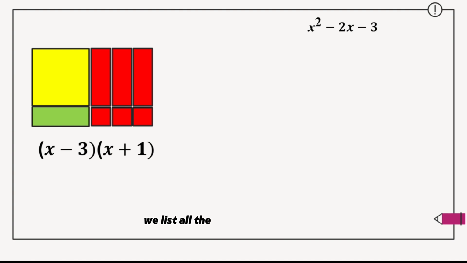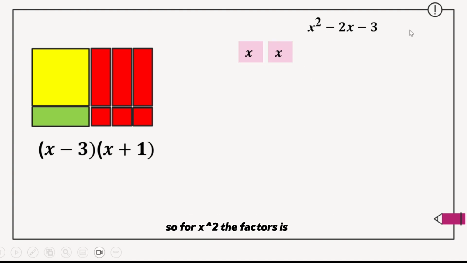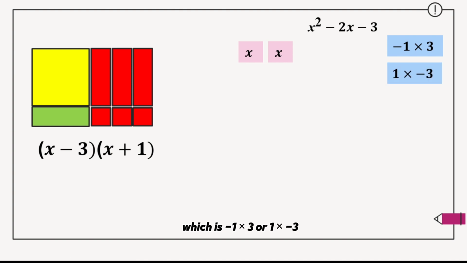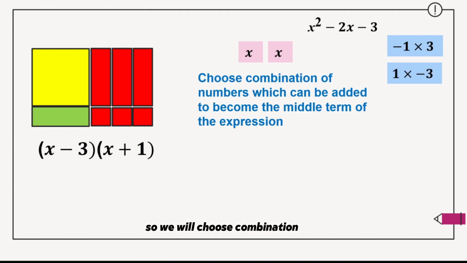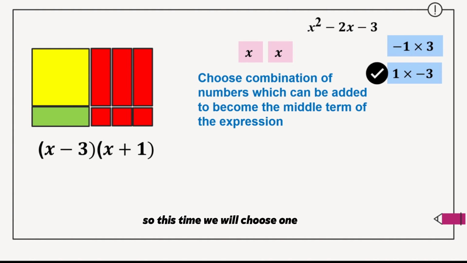We will list all the factors for the first and last term. So for x squared, the factors are x times x. And for negative 3, we have two choices, which are negative 1 times 3 or 1 times negative 3. So we will choose the combination or pair that, when we add up the factors, the answer will equal the middle term. This time we will choose 1 times negative 3 because when we add 1 with negative 3, the answer is equal to the middle term, which is negative 2.